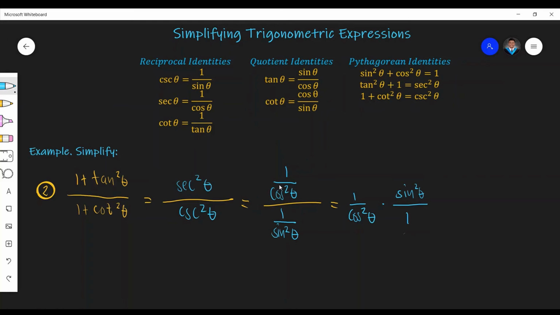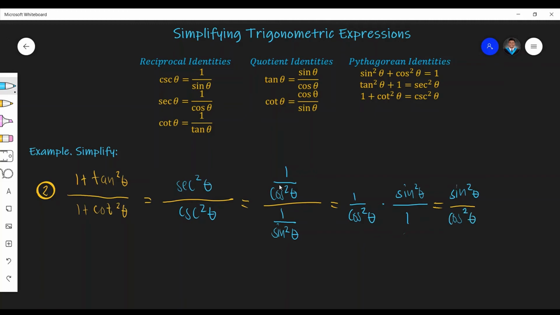Okay, then multiplying the numerators and denominators, we get, dito sa taas, when we are going to multiply the numerators, we get sine square theta. Then sa baba din, sa denominators, when we are going to multiply that one, we get cosine square theta.